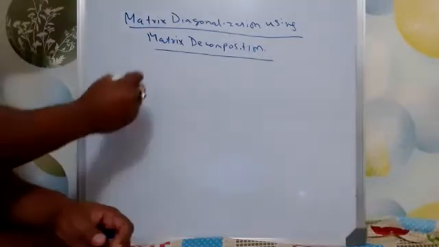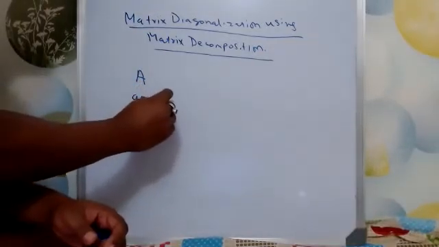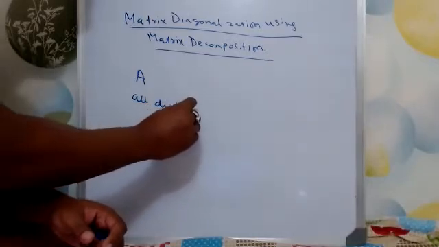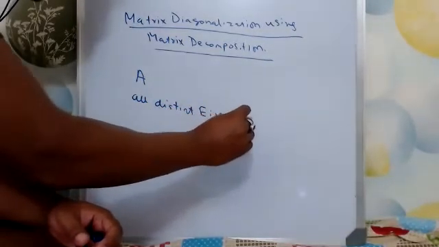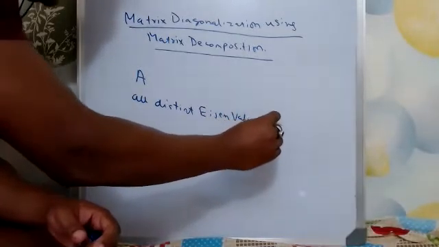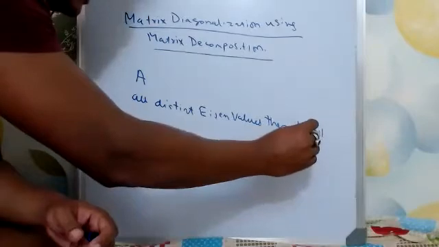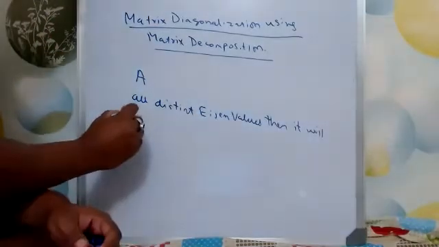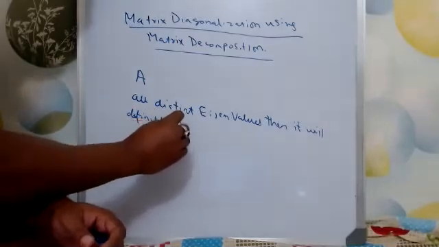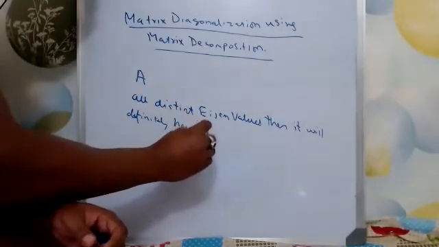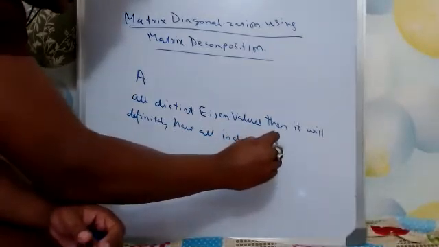Remember the rules I said? If a matrix A has all distinct eigenvalues, then it will definitely have all independent eigenvectors.